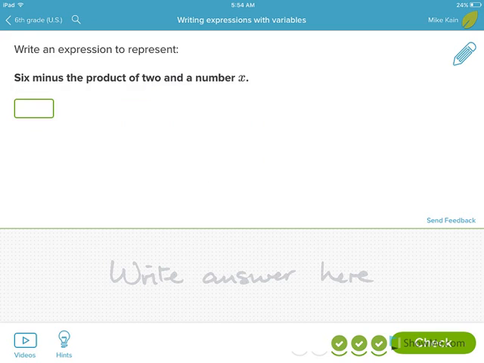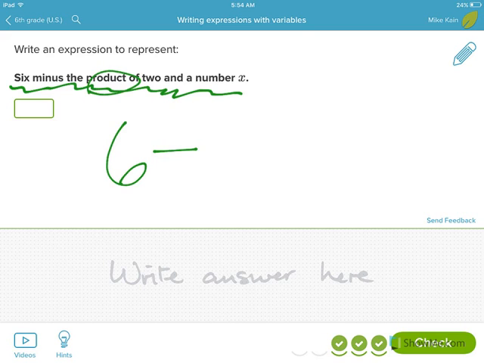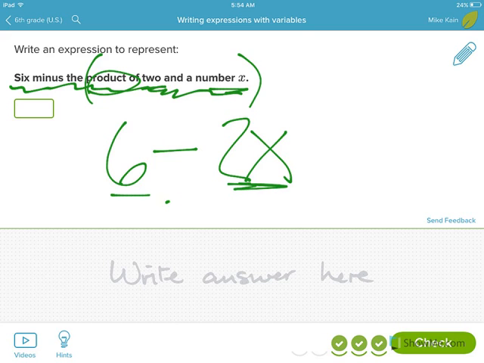Like this. Let me show you one more, Dad, because so far you haven't got one right, but that's okay. Let's keep working here. So 6 minus the product of 2 and the number x. So 6 minus the product means multiply. So of 2 and a number x. So if I'm finding the product of 2 and x, here it is. The product, multiply 2 and x. So here is 6 minus the product of 2x.